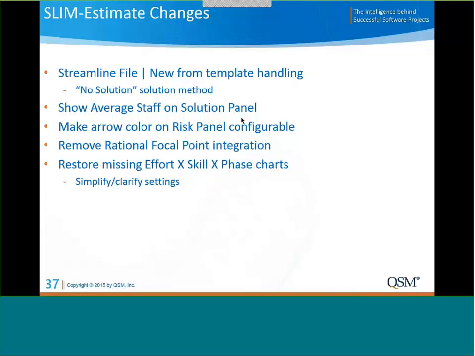We now show the average staff on the solution panel, in addition to peak staff. You have the ability to make the arrow color on the risk panel configurable. We've removed the Rational Focal Point integration, and we've restored some missing effort by skill by phase charts, and I'll show you an example of that in a few minutes.